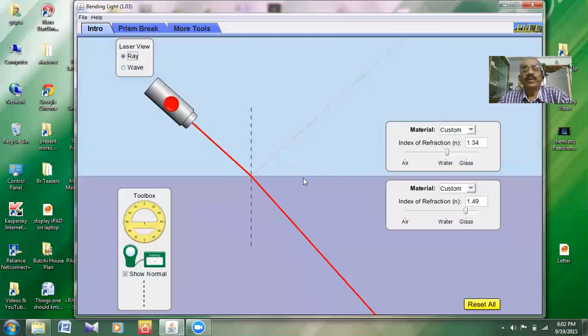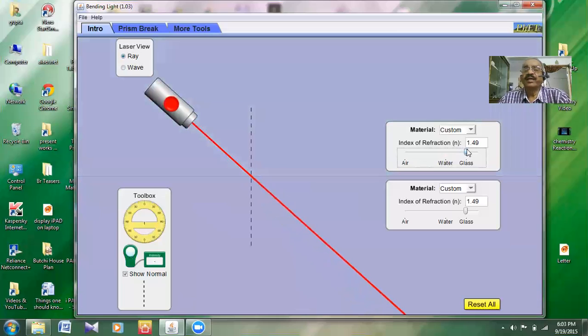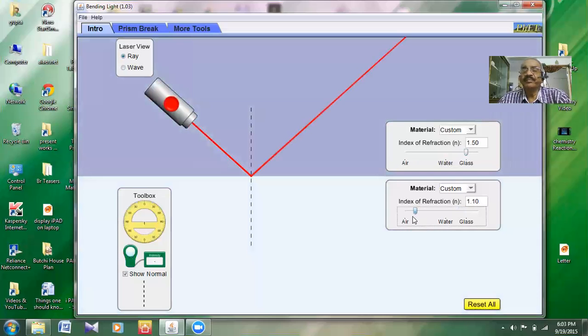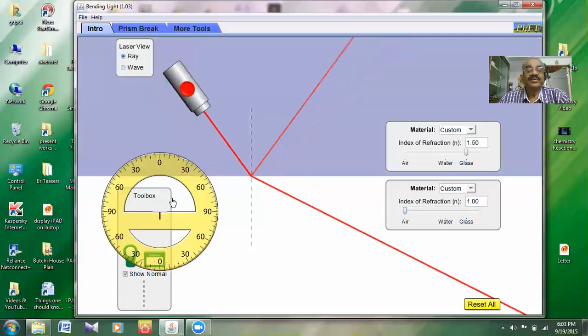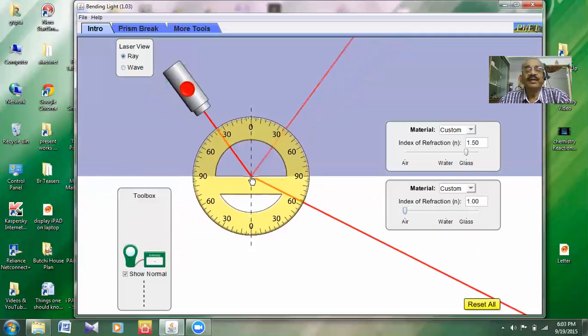Now we will find the total internal reflection. We'll make use of this as the ray going from the denser medium to the rarer medium. Now, this is the angle of incidence. You see, when the ray goes from the denser medium to the rarer medium, it goes away from the normal, and the angle of refraction is more than the angle of incidence.